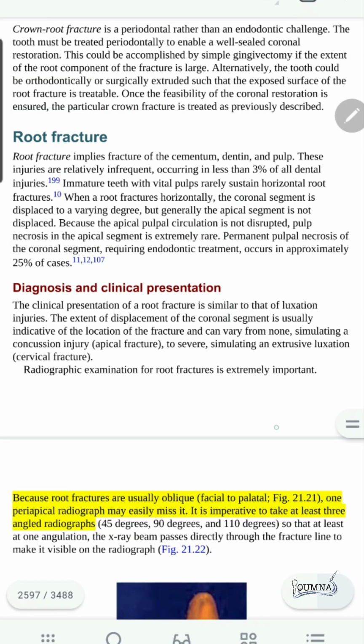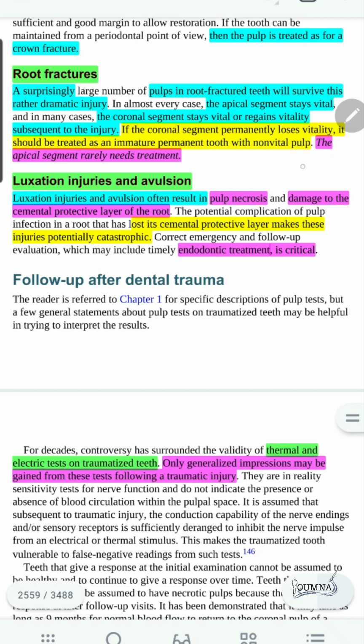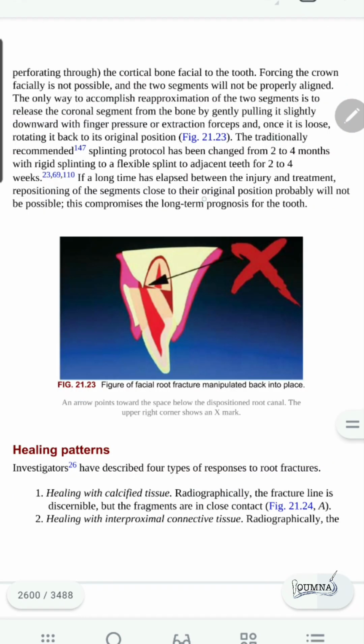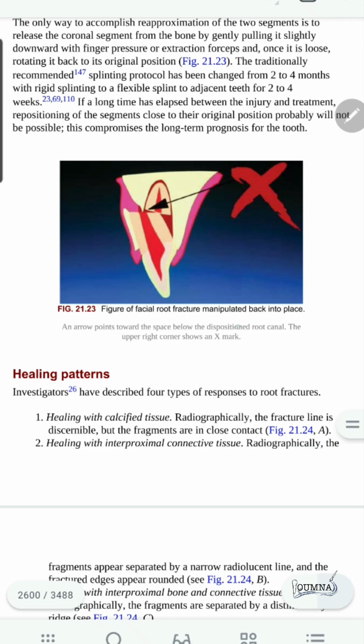Now let's talk about the root fracture. Pulps in root fracture teeth will survive this rather dramatic energy. This is surprising. The apical segment stays vital, which means that in most of the cases the tooth stays vital, and if it responds to the normal vitality tests, there is no need for endo treatment. We do a flexible splint for 2 to 4 weeks after we return the two parts to each other.